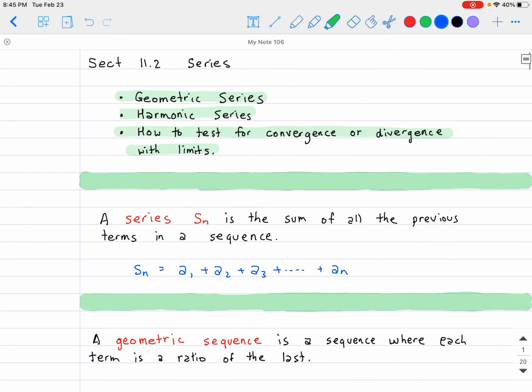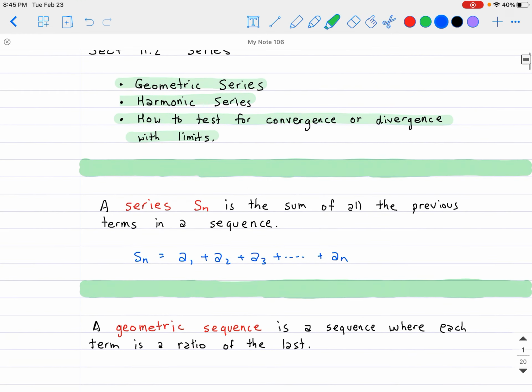So to begin with, let's go ahead and define what a series is. If you have a series, which we denote as S of n, it is basically going to be the sum of all the previous terms of the sequence. That is to say, if I have S of n, that's what I want to solve for, then that is equal to the first term plus the second term plus the third term, all the way to the nth term. So in short, that's the series: the sum of all the terms leading up in the sequence.